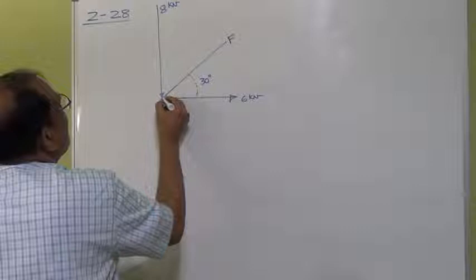Okay? So first of all, what they're asking is, what's the value of F so that the resultant of all three forces would be minimum. Okay? So to do that, first of all, I'll try to find the resultant of these two forces first because I already know the resultant of these two forces. Okay? So this is basically your resultant.